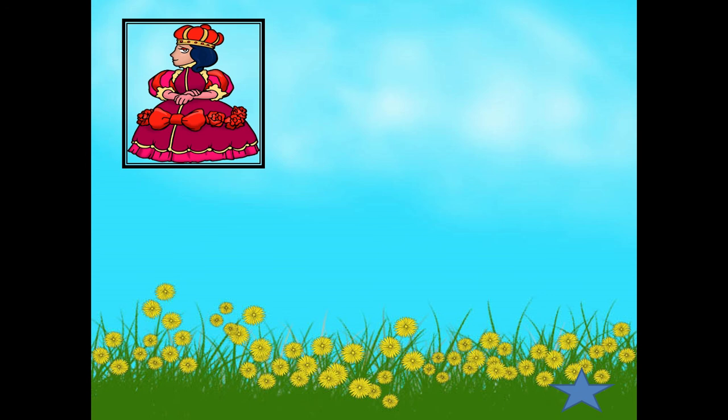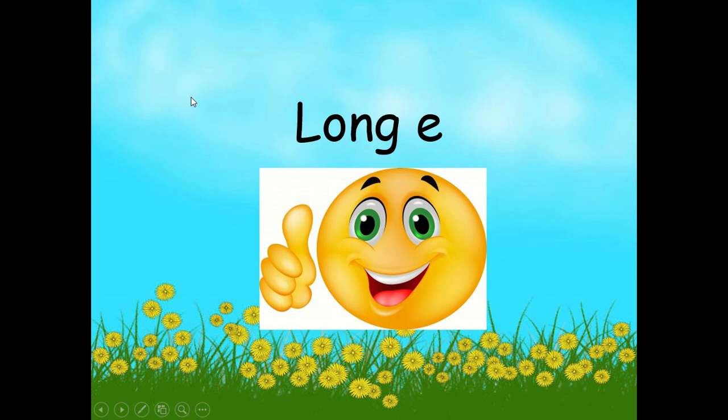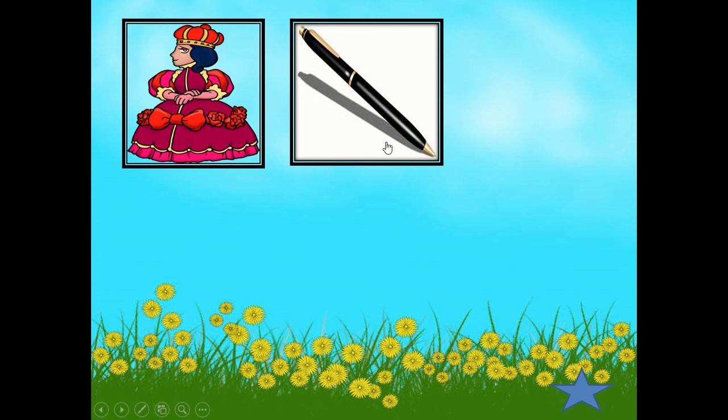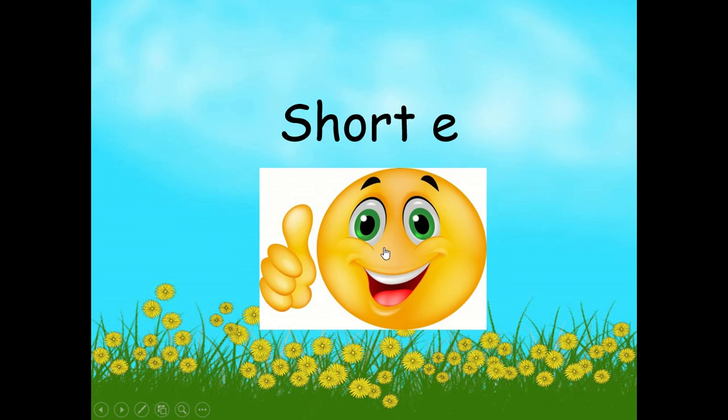So first we have queen. What sound does the word queen have? The short sound or the long sound? Very good. It is the long sound of the letter E. Next, pen. Pen. What sound does it have? The short or the long sound? Good job. It is the short sound.